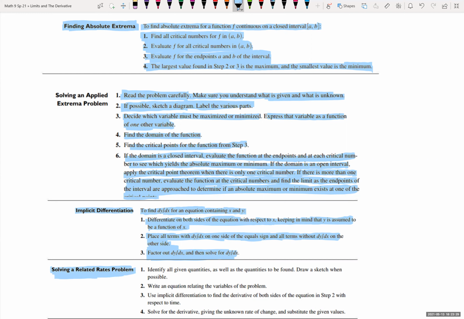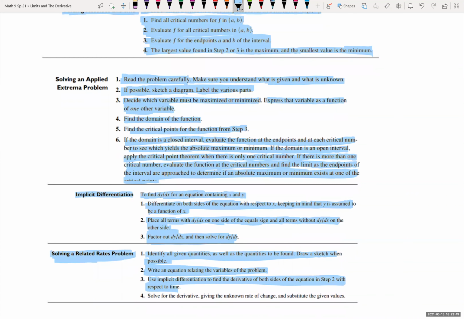So, solving related rate problems: identify all the given quantities as well as the quantities to be found. Draw a sketch when possible. Write an equation relating the variables of the problem. Use implicit differentiation to find the derivative of both sides of the equation with respect to time. Then plug in what we know, solve for the derivative giving the unknown rate of change, and substitute the given values.